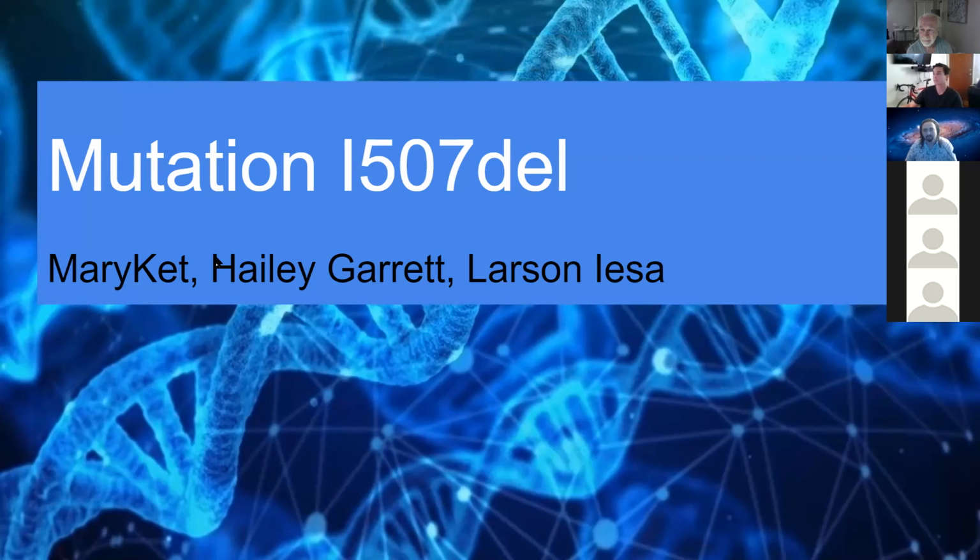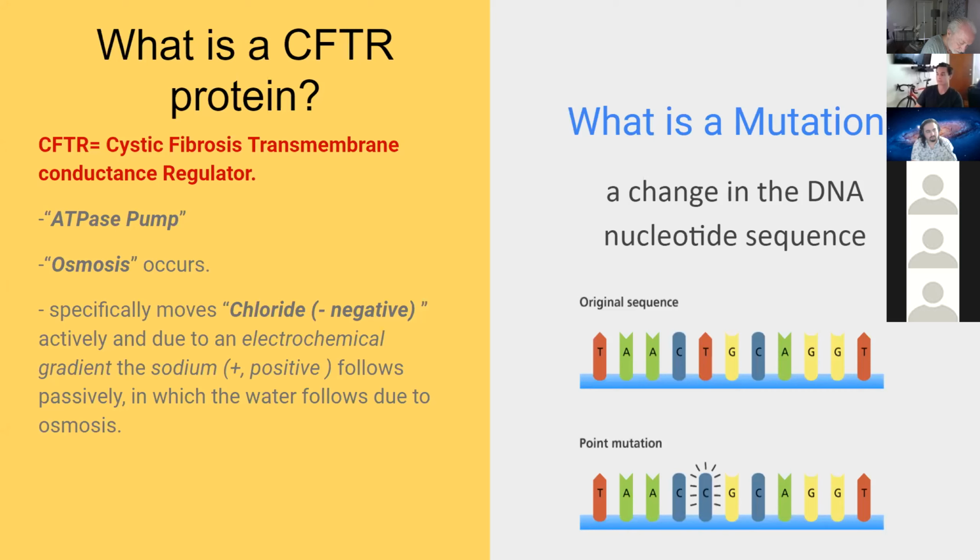Okay. So our mutation is I507del, and we have Mary, myself, Haley, and Larson. So what is a CFTR protein? CFTR stands for Cystic Fibrosis Transmembrane Conductance Regulator. This protein is found on epithelial cells and helps balance sodium, chloride, and water.